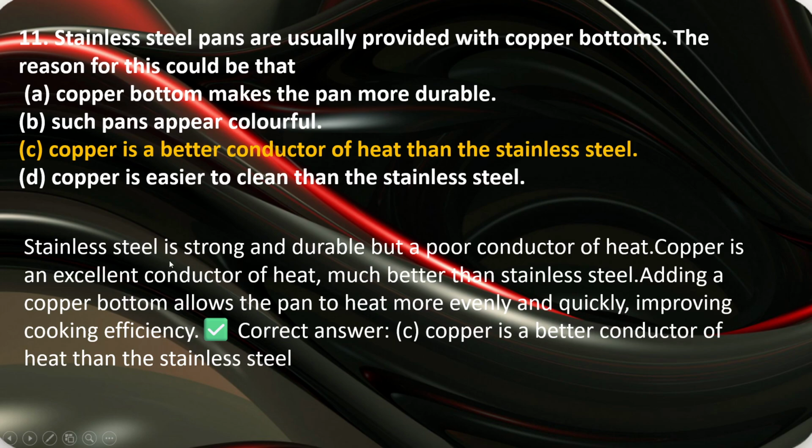No. Stainless steel is strong and durable, but a poor conductor of heat. Copper is an excellent conductor of heat, much better than stainless steel. Adding a copper bottom allows the pan to heat more evenly and quickly, improving cooking efficiency. Correct answer: C, copper is a better conductor of heat than stainless steel.